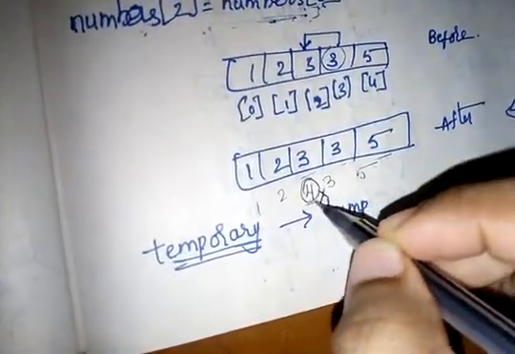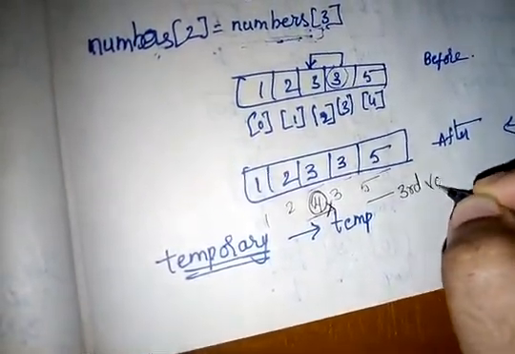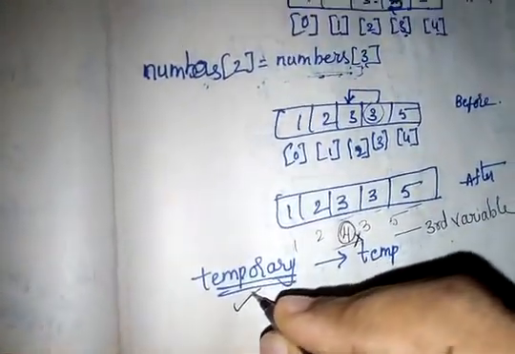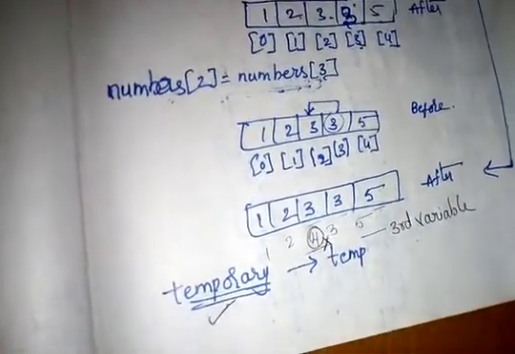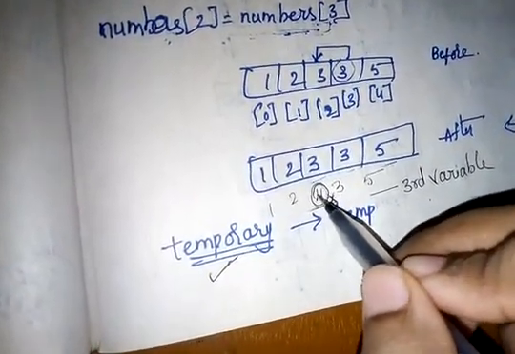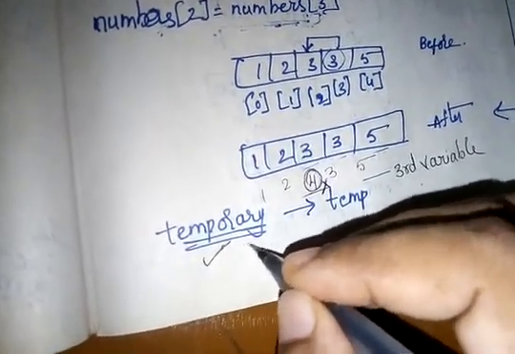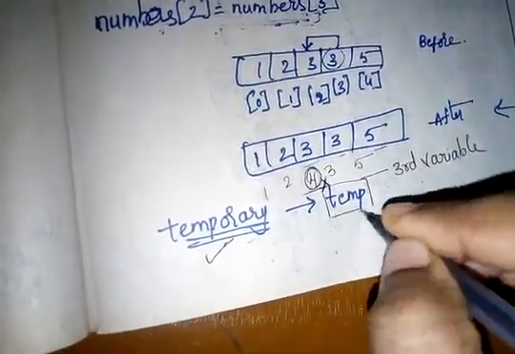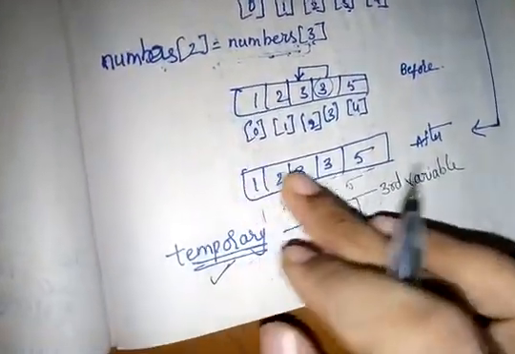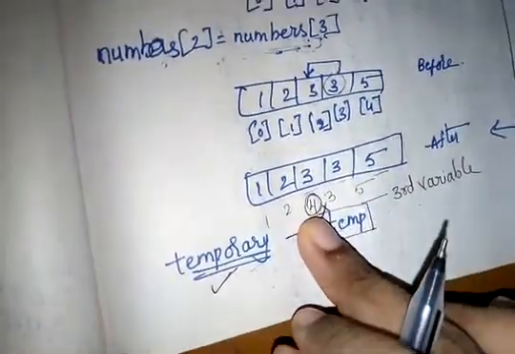So in order to prevent this loss, we have to use a third variable called a temporary variable. This temporary variable will be used to store the element we have lost. Say for example, for this temporary variable I am considering a variable called temp. Now let us see how we are going to make our exchange without loss of this value.